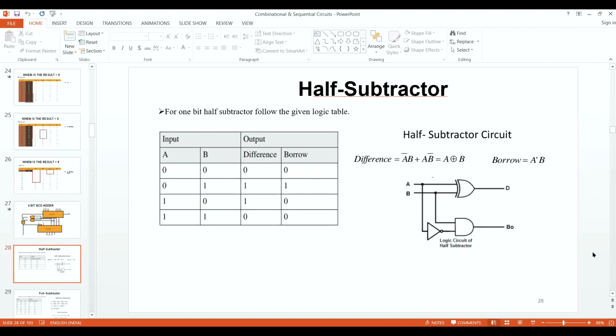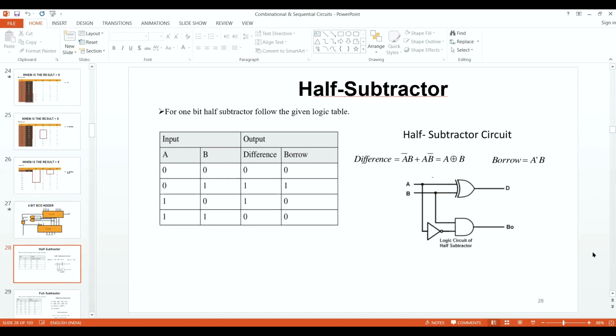This is a half subtractor. Again, very simple half subtractor. You know very well that 0 minus 0 is 0, 0 minus 1 is 1 with borrow 1, 1 minus 0 is 1 with borrow 0, and 1 minus 1 is difference 0 and borrow also 0. So you can also solve it through K map, right?